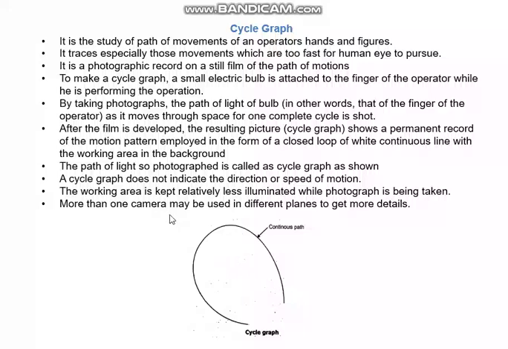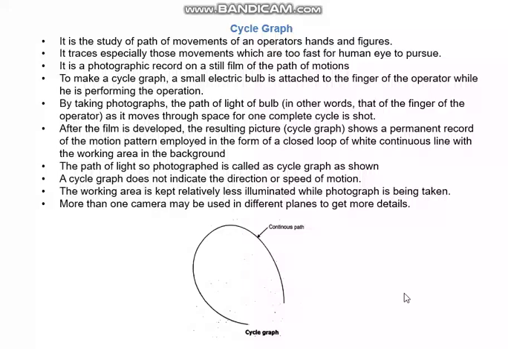Now when we are making the cycle graph, the working area is kept relatively less illuminated, a little darker, so that this continuous path can be clearly seen. You can also use more than one camera to get more details of the graph. So a graph like this, to know the path, is called a cycle graph.